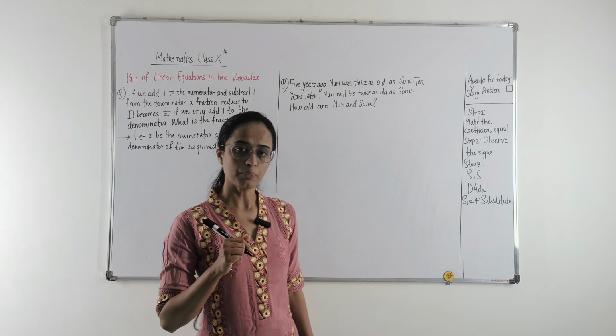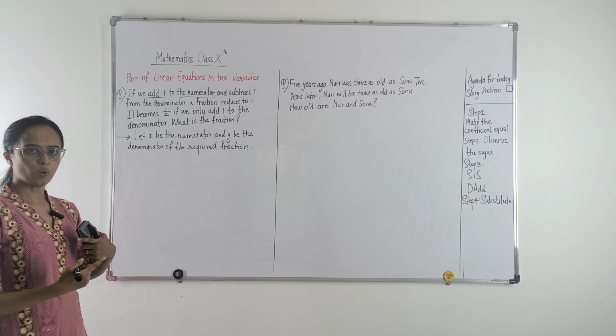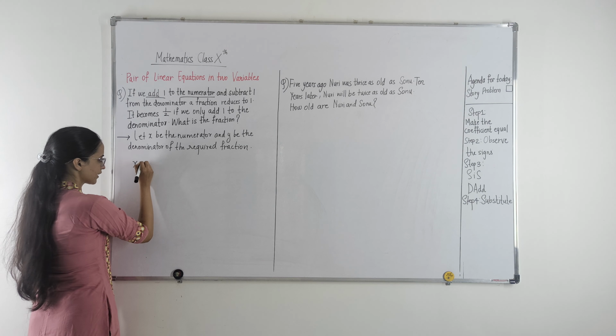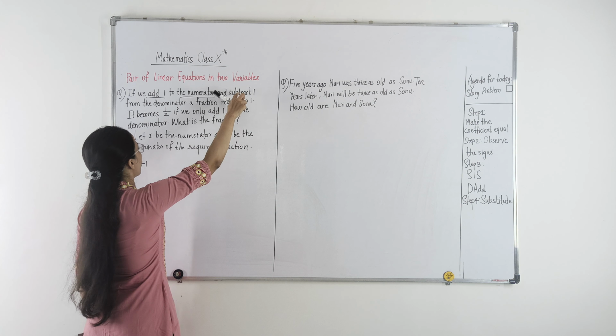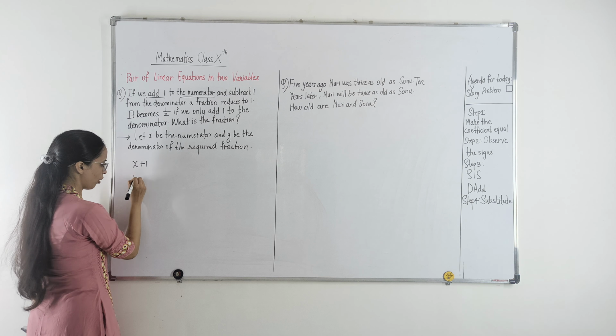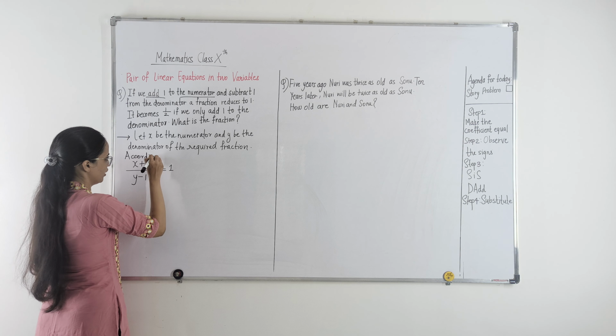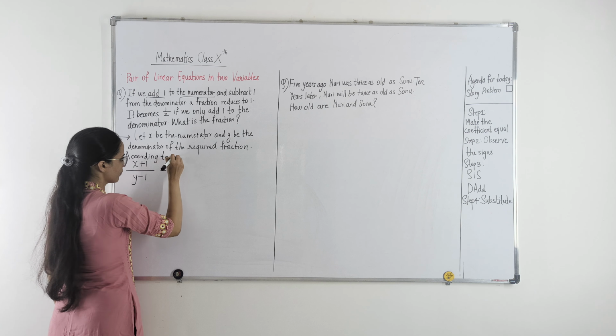So the condition says that if we add 1 to the numerator, that is x plus 1, and subtract 1 from the denominator, whatever is the denominator, we have to subtract 1 from it, then the fraction reduces to 1. Meaning, if you take the ratio of these two, the corresponding fraction of numerator upon denominator would be equal to 1. So this is as per the given condition.